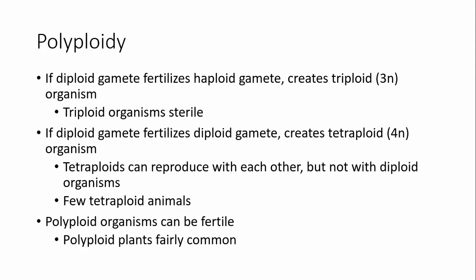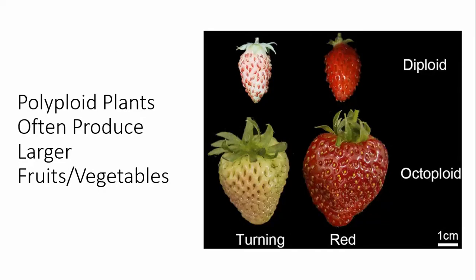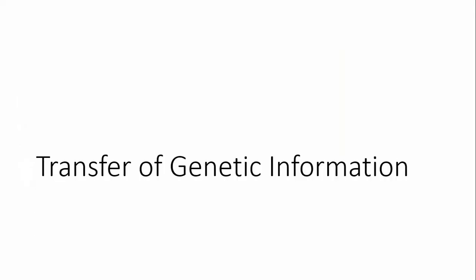Polyploid plants can be very common, and they are capable of reproducing. One of the effects of having polyploid plants is they tend to produce larger structures, larger flowers, and what we find relevant, larger fruits and vegetables. So what you're seeing is a diploid strawberry on the top, notice the size, and a much larger octoploid strawberry on the bottom. Most of the plants that we tend to eat nowadays are polyploid.